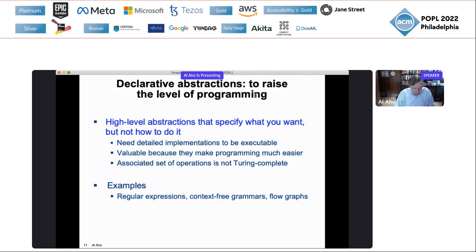Our third category we called declarative abstractions. They are higher level abstractions like regular expressions, context-free grammars, flow graphs that specify what we want, but without specifying how to do it. They need not be Turing complete, and as we shall see, many of these declarative abstractions are routinely used in compiler design.